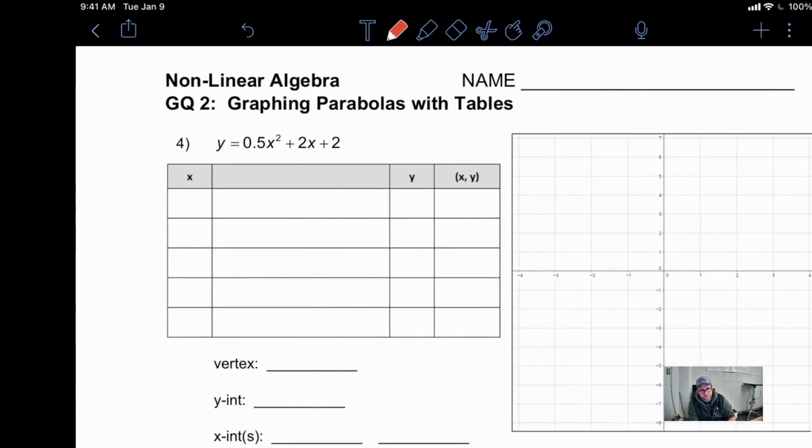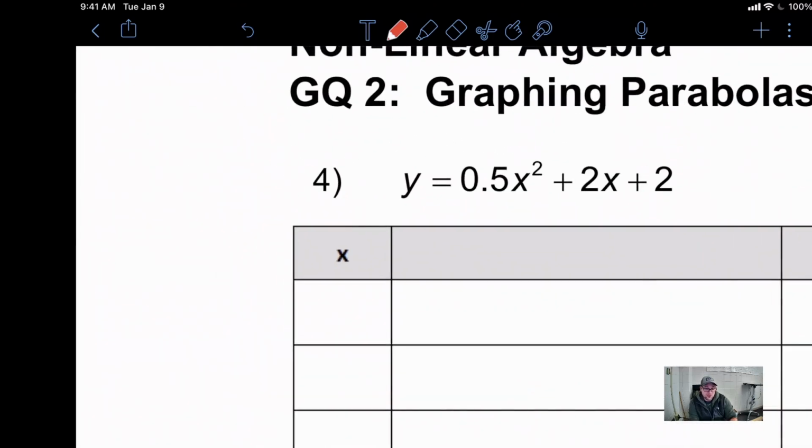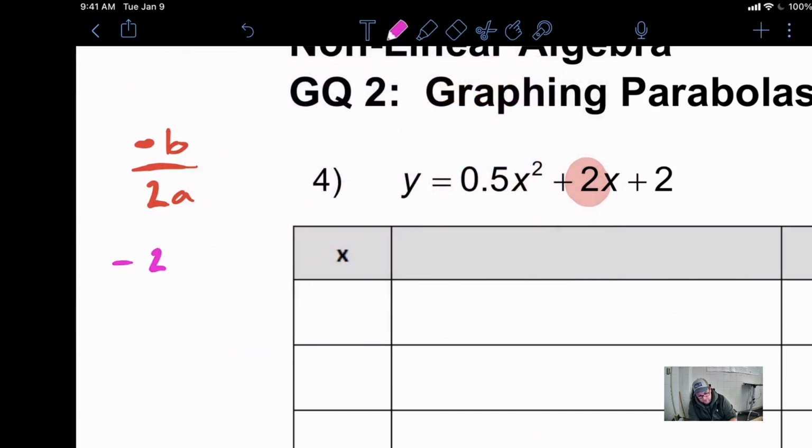Now, in this problem, the way I would first start is you've got to figure out where your table is going to start. So the way you want to do that is by using your negative b over 2a formula. B in this problem is 2. So I'm going to have a negative 2, right? We're plugging in the 2 where the b is, all over 2 times a. And a in this situation was 0.5. Now 2 times 0.5 is going to be 1, so I'll have a negative 2 over 1, and this of course will give me a negative 2.